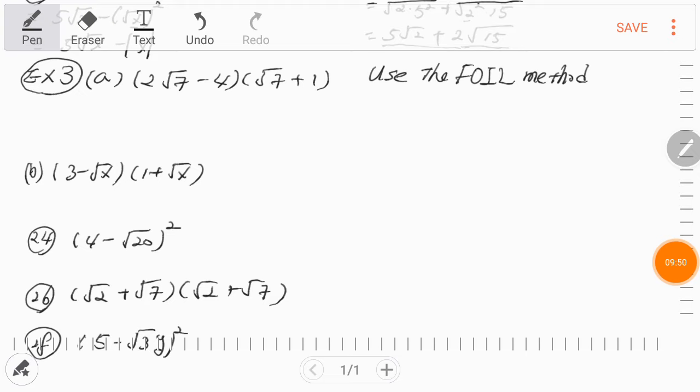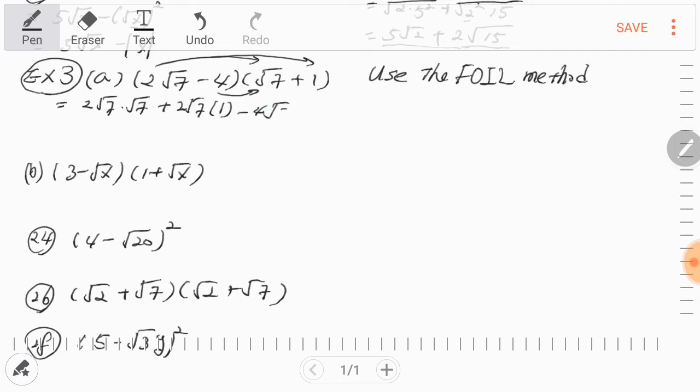Okay, in this example, let's use the FOIL method to multiply these two binomials. So FOIL method, multiply the first terms, then 2 times square root of 7 times square root of 7. Next, the outer terms. So 2 square root of 7 times 1. And the inner terms, minus 4 times square root of 7. Multiply these two, so minus 4 times 1.